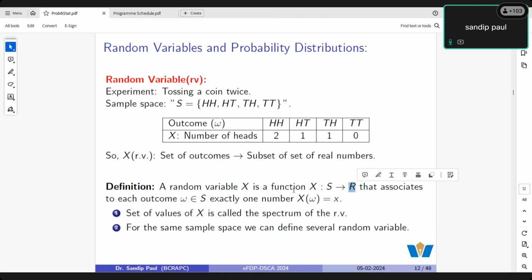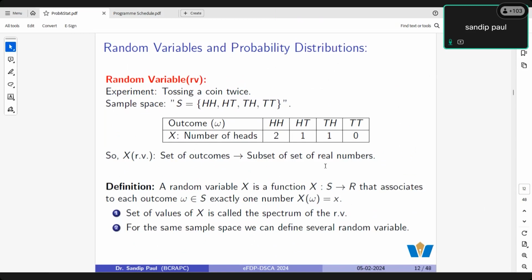So in this example, omega is the outcomes of the sample space: HH, HT, TH or TT, but the values of small x are the numbers for X: 2, 1 and 0. So we can say the values of X in this example are 0, 1 and 2. So this set of values is called the spectrum.